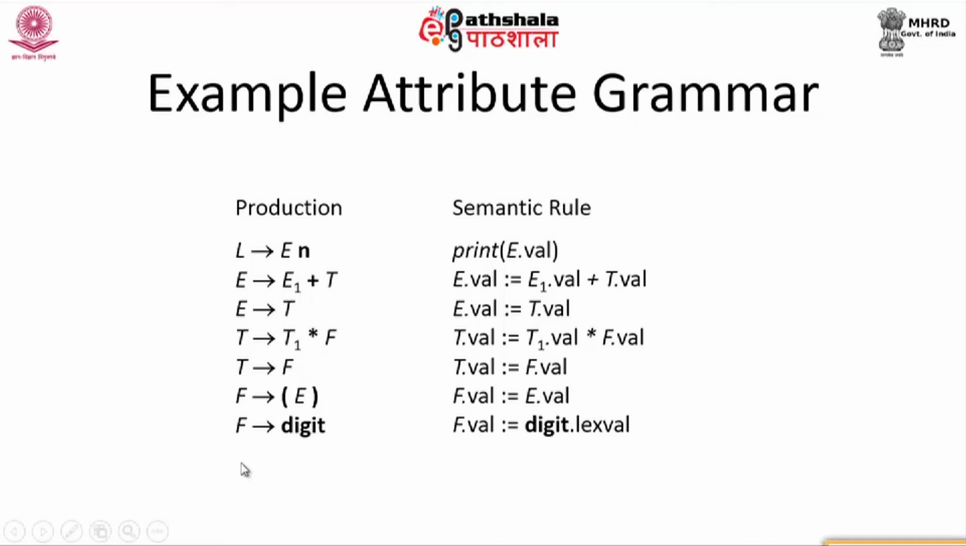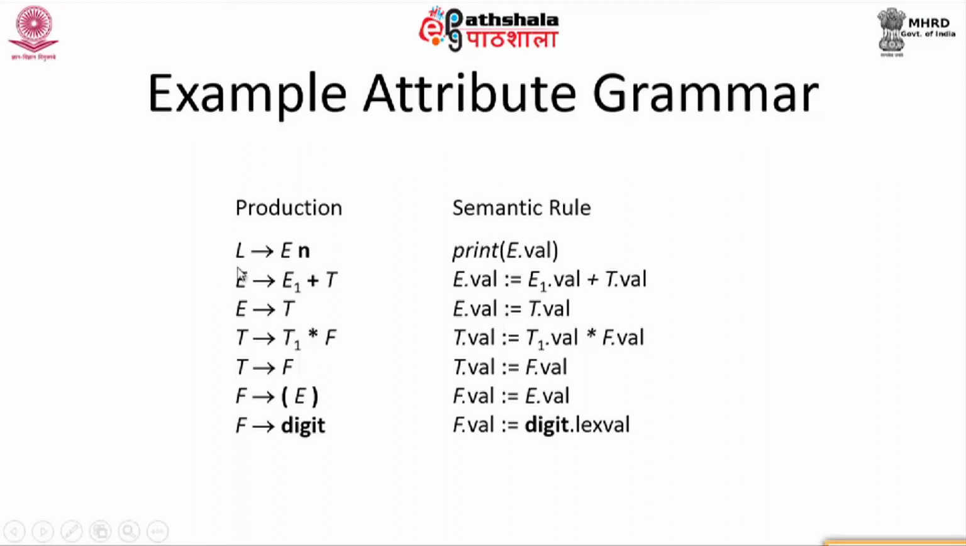Now this is a simple expression grammar. I simply have one more production appended to this, which is L produces E followed by n. So this left hand side produces the expression followed by a newline character. So what is the corresponding semantic rule here? The semantic rule says print simply E dot value. Okay.